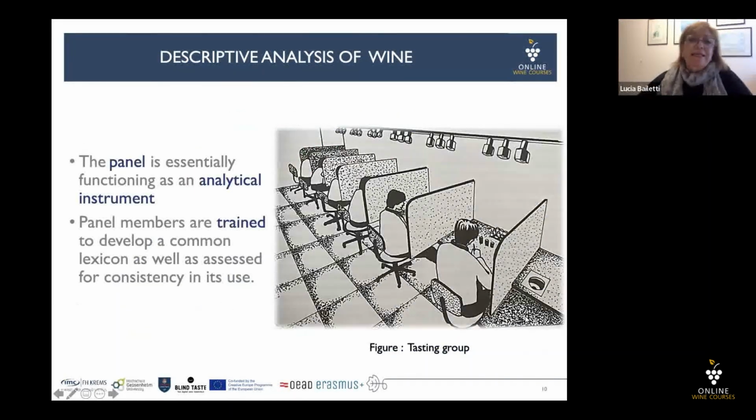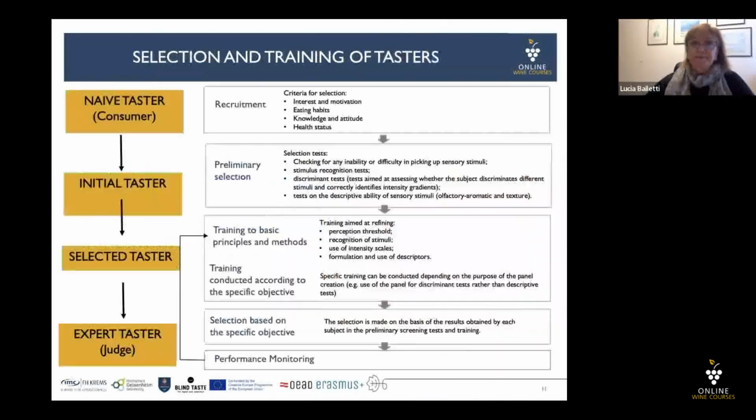The panel is essentially functioning as an analytical instrument. Panel members are trained to develop a common lexicon as well as assess it for consistency in its use.